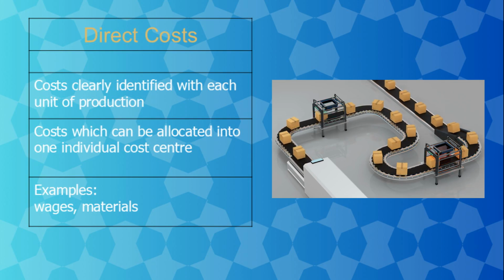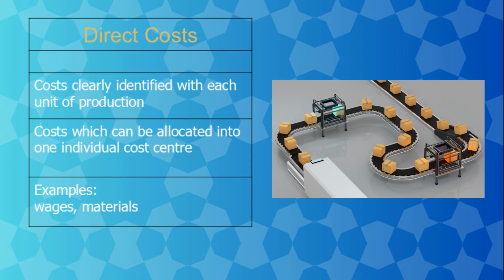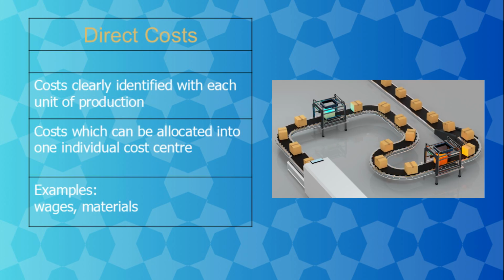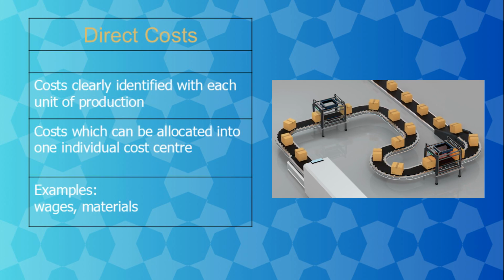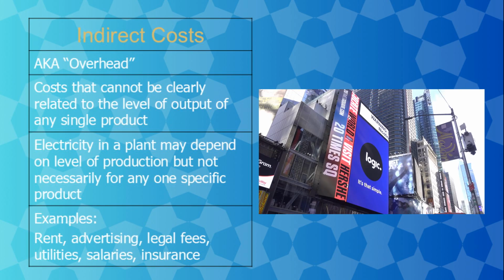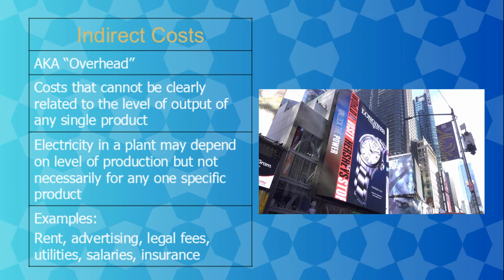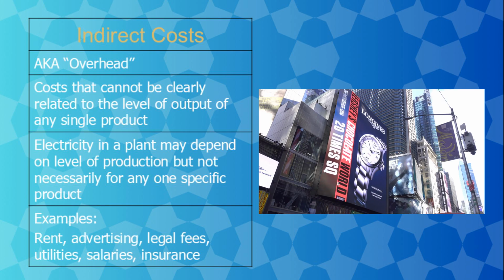Direct costs are expenses that can be clearly identified with each unit of production. These costs can be allocated to specific cost centers, such as wages and materials. Understanding direct costs is crucial for accurate product pricing. Indirect costs, also known as overhead, cannot be directly related to the level of output of any single product. Examples include rent, advertising, and utilities. Managing indirect costs is essential for overall financial health.